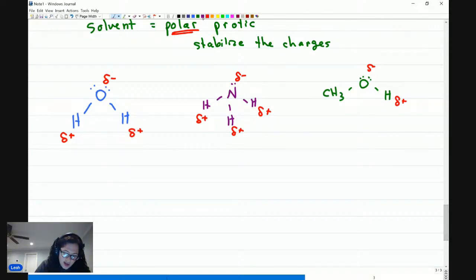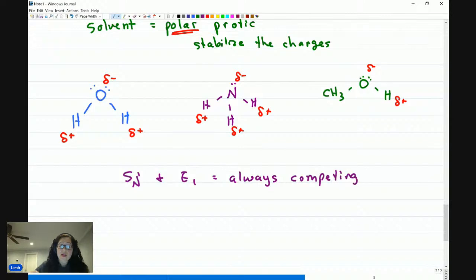Now, I showed you this as an SN1, but the thing about SN1 and E1 is they are always competing. They're always in competition. And that means if an SN1 reaction takes place, very, very likely scenario is that an E1 reaction will also take place.